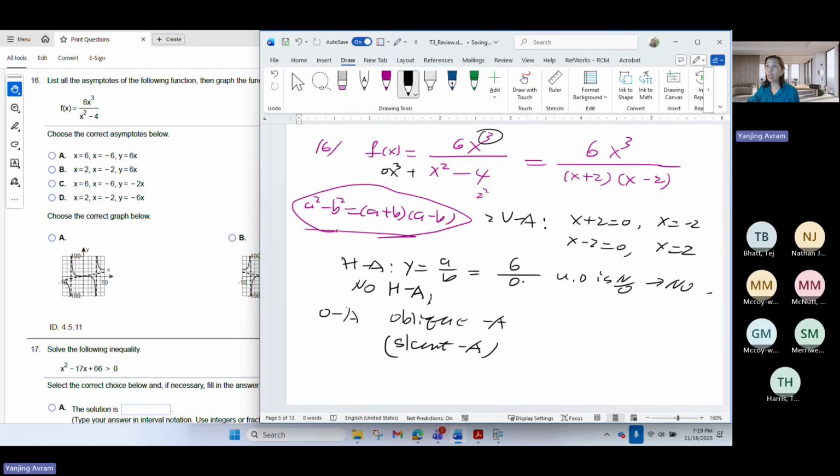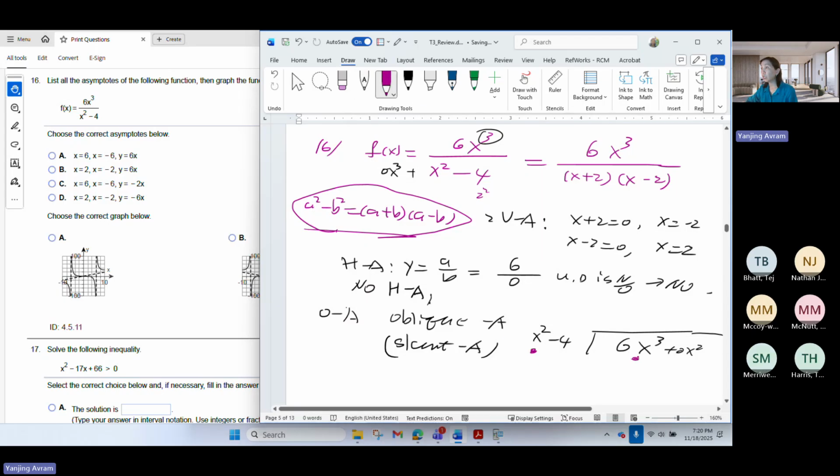So how do I find my oblique asymptote? We have to do the division. 6x cubed divided by x squared minus 4. You can add 0x squared if you want. And what is my quotient? In order for x squared to become 6x cubed, I need to have a 6x. So 6x times x squared minus 4 will give you 6x cubed minus 24x. So we have 6x cubed minus 24x.